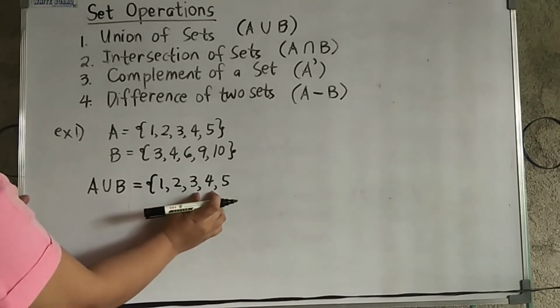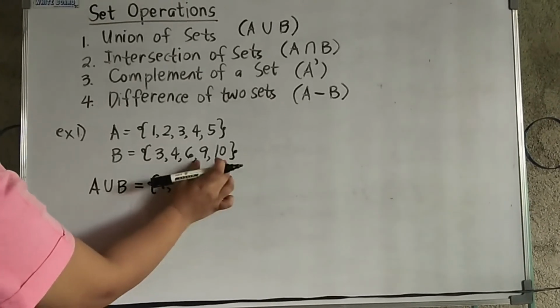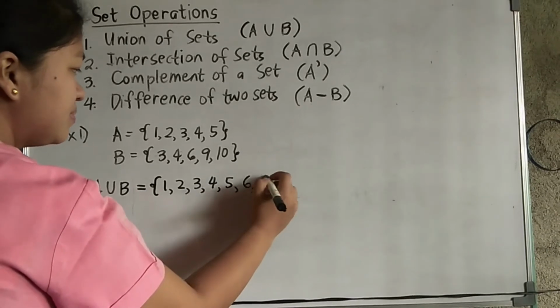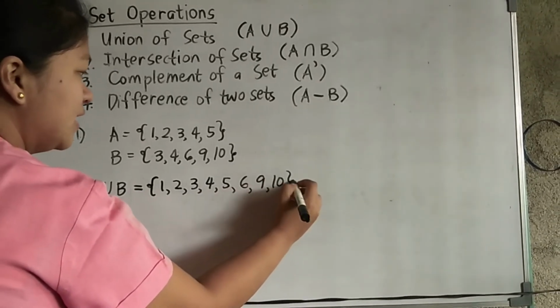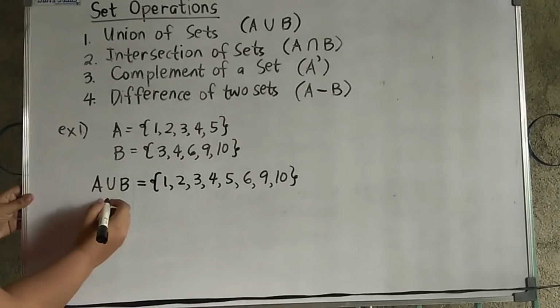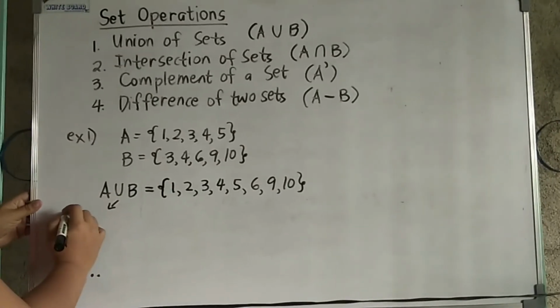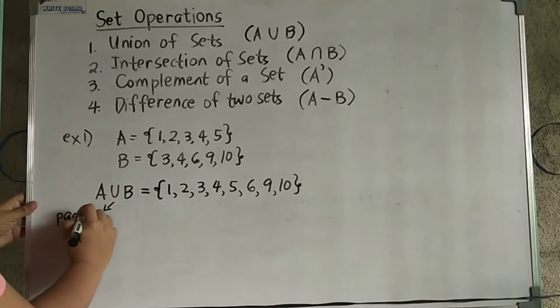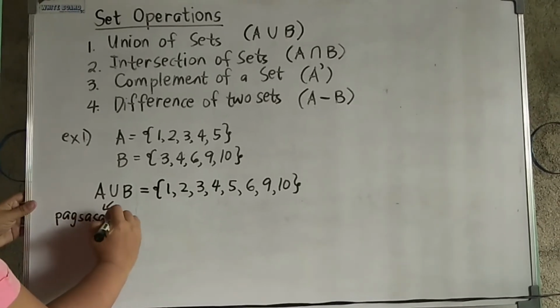Since nakasulat na po siya, hindi na po natin uulitin. And then you have to write 6, 9, and 10. So, ganun po kasimple ang A union B. In other words, in Tagalog, atin lang po siyang pagsasamahin.